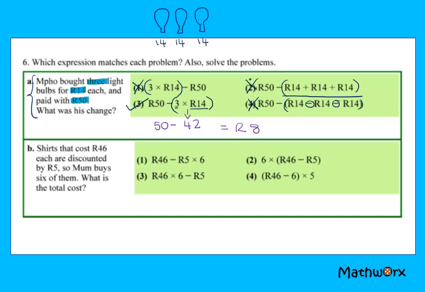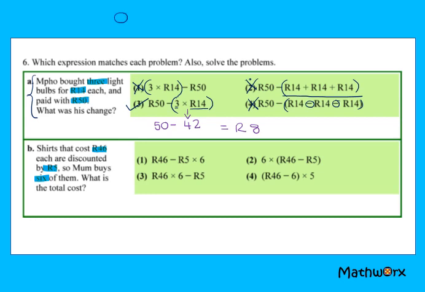Shirts cost, let me quickly get my highlighter. Okay, shirts that cost 46 Rand each are discounted by 5. Mum buys 6 of them. What is the total cost? Now, when we read this sum, we have to remember that this 46, let me just quickly erase my light bulbs so I can draw some t-shirts that we need. Okay, so let me get my color back. Okay, so my t-shirts are going to be round blobs.